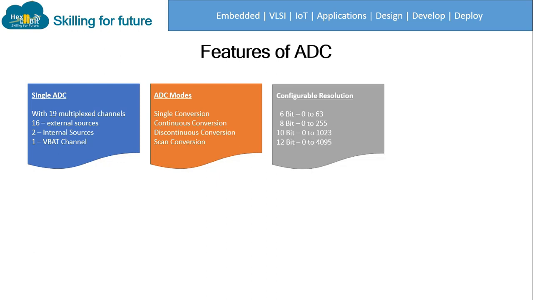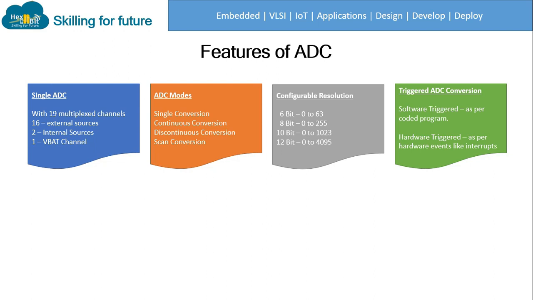Next is configurable resolution. As I already said, the resolution is the maximum discrete symbol. So the ADC offers you a variable resolution that you can configure. It is from 6-bit, 8-bit, 10-bit, 12-bit. So depending upon the number of bits, the maximum number of discrete symbols varies from 63 to 4095.